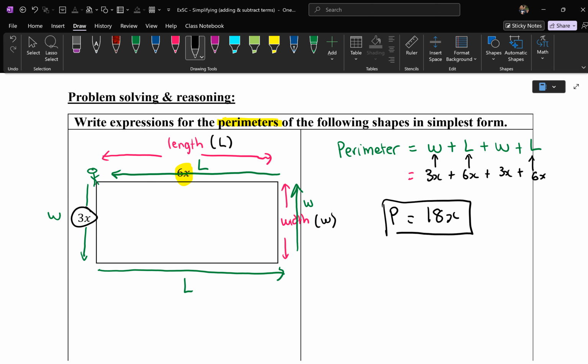Now I'm going to use the letter P for the perimeter. So, we've got an expression. This is called an expression, but that's a simplified expression. It was better than writing 3x plus 6x plus 3x plus 6x, and is also better than writing just 2W plus 2L, because you only need to know what x is now. Okay? Now let's answer the question.